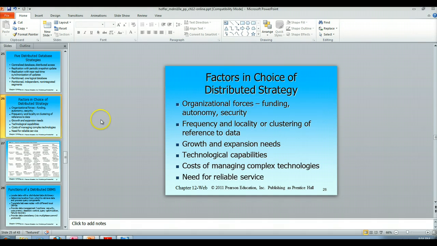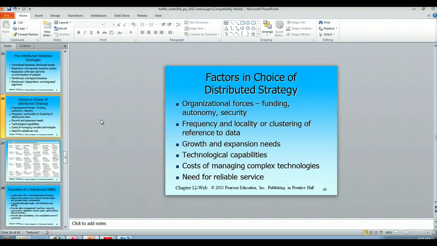But what factors do you have to take into consideration? So when you're choosing one of these strategies, first of all, it's funding. The number one force is going to be how much money do you have. Regardless of what you think you might need, the fact of the matter is you may not have the funding to support the best case scenario. So depending on how much money you have is a serious consideration.